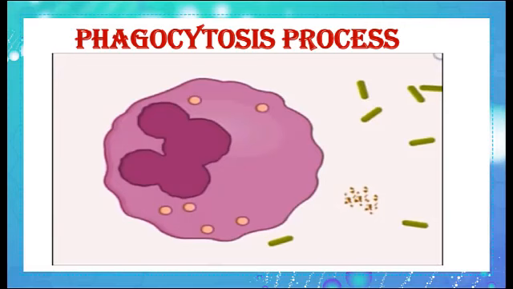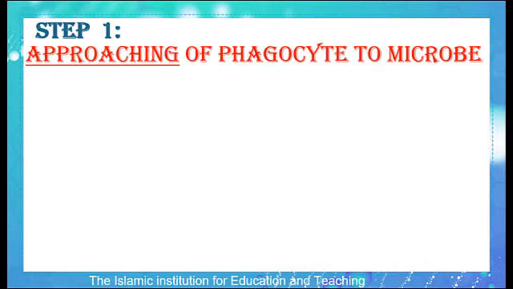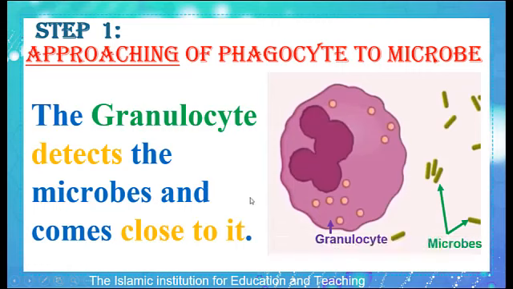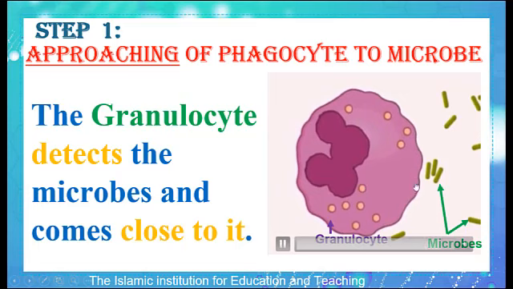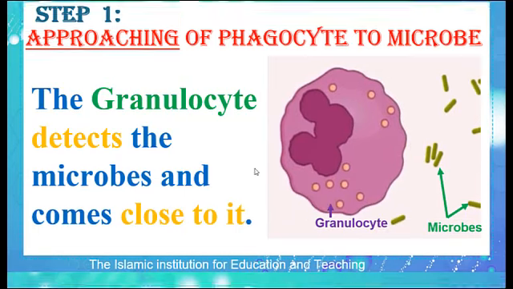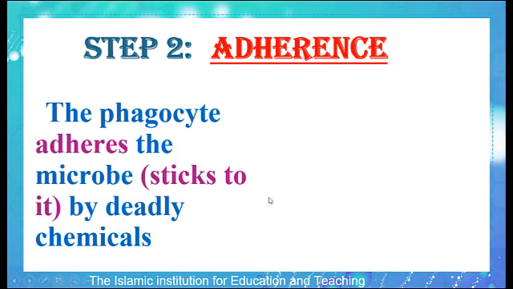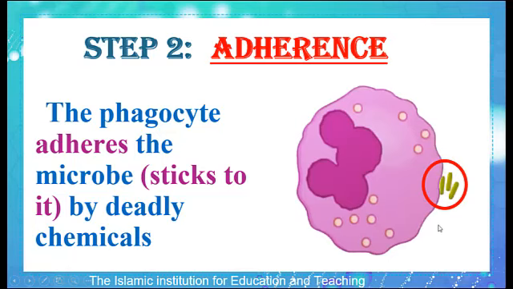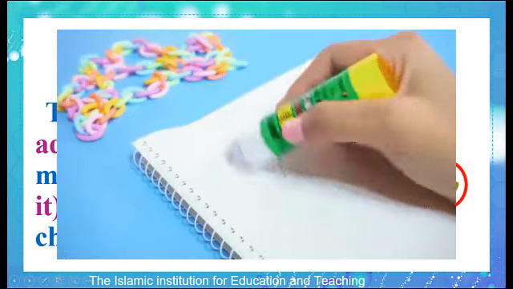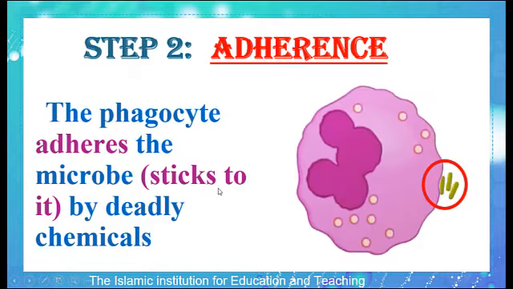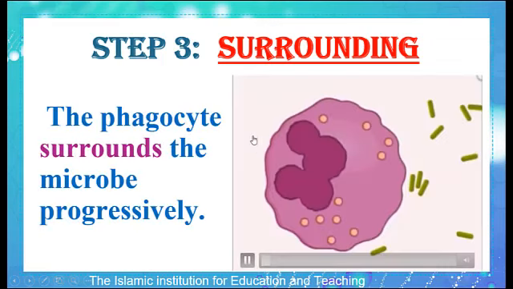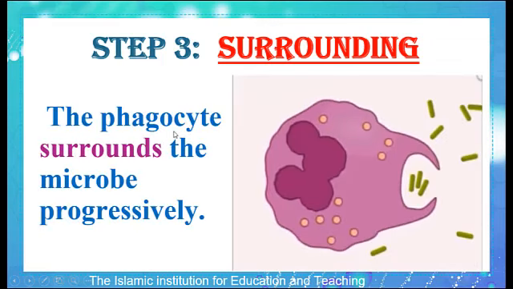The first step of phagocytosis is approaching of the phagocyte to the microbe. Here we can see the granulocyte detecting the microbes and coming close to it. The second step is adherence. Here the phagocyte or the granulocyte adheres to the microbe, or sticks to it, by deadly chemicals. Adheres means sticks. The third step is surrounding. Here we can see the phagocyte surrounding the microbe progressively.